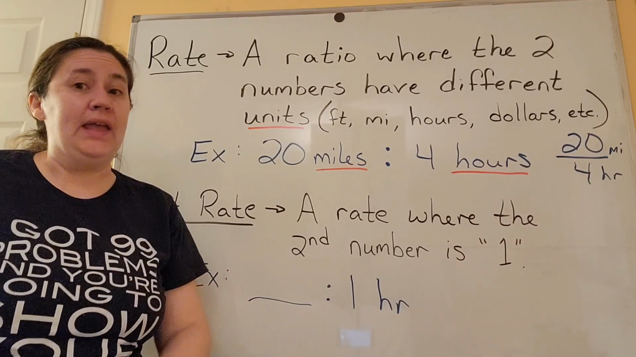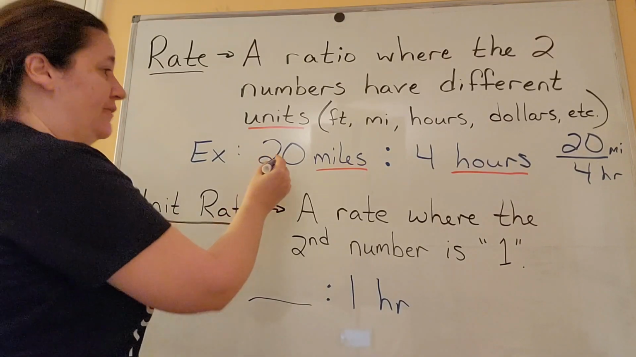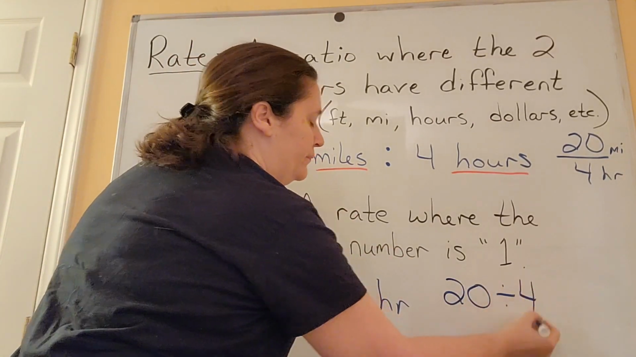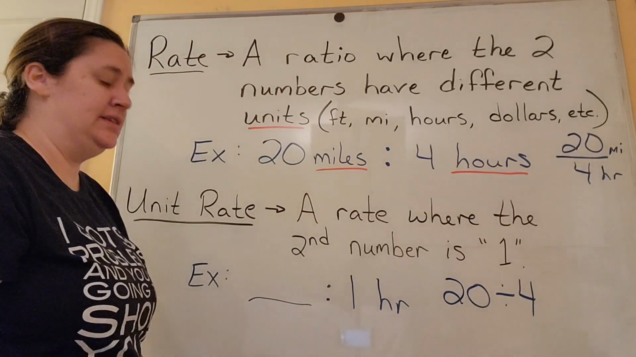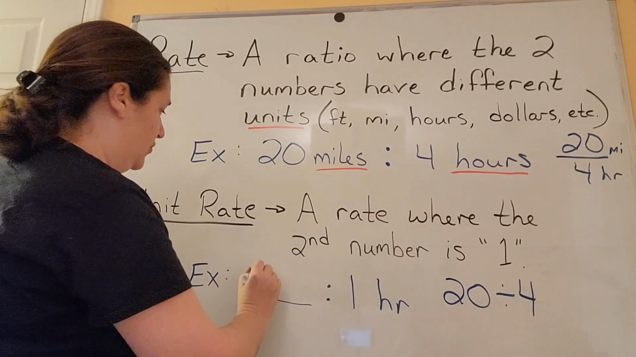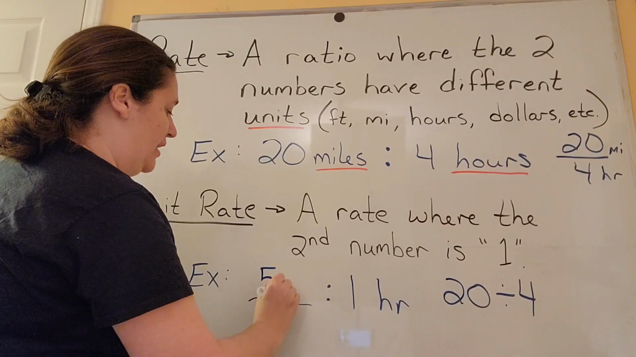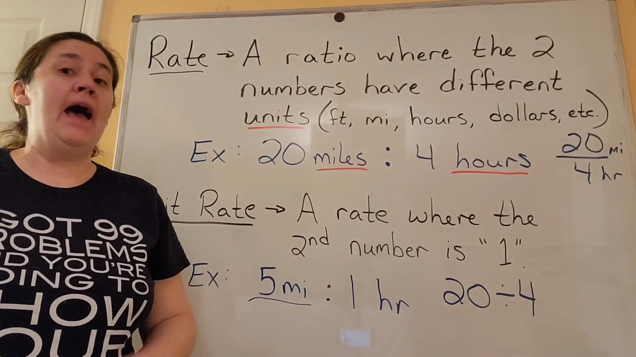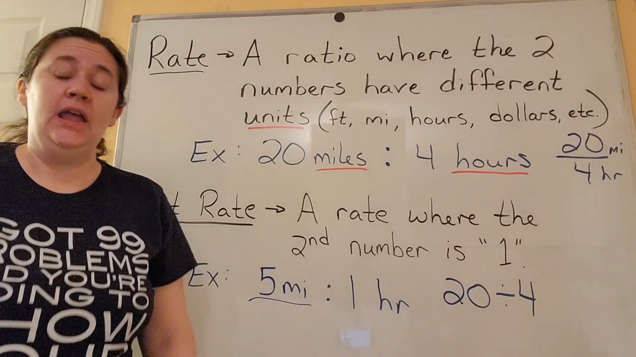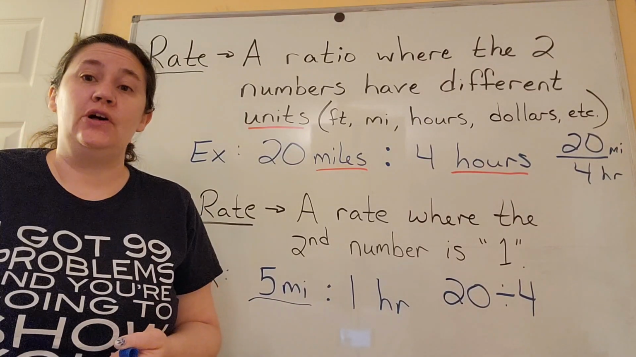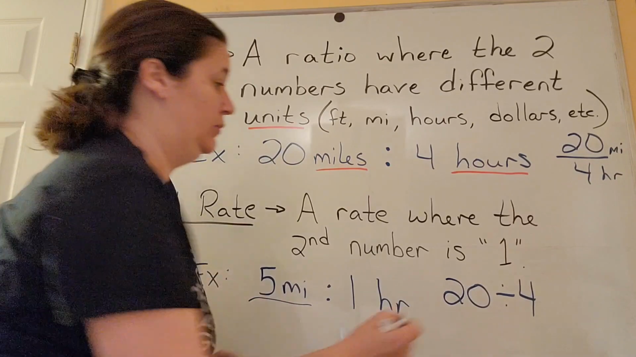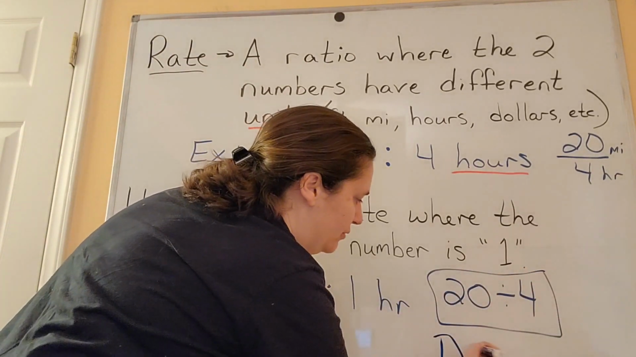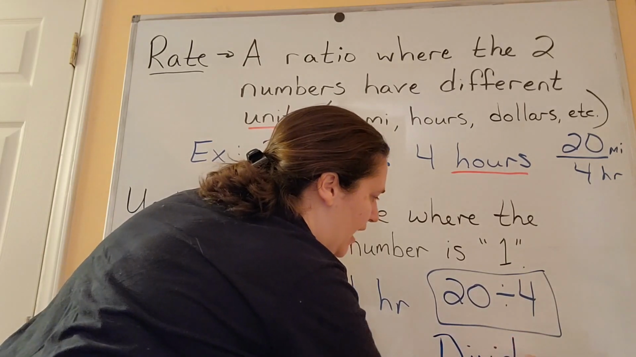I think we have to divide. We would have to divide 20 divided by 4. And 20 divided by 4 is 5. So the unit rate is 5 miles in 1 hour. That is all we're doing today. In every problem we have to solve today, all you have to do is divide. Write down that word in your notes so you have it written down. Divide.